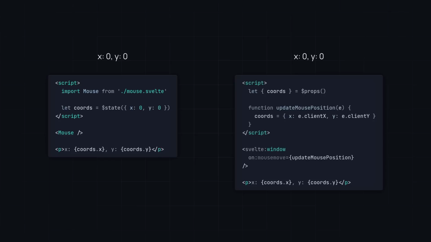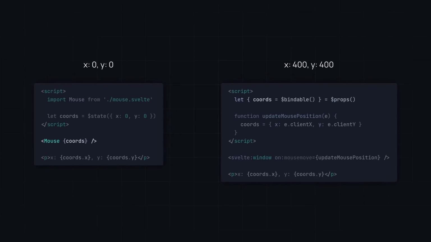And of course, the first thing you can do, we can just pass coords as a regular prop to the mouse component, and you're going to see we're just going to change the X and Y of the mouse in the mouse component itself. And this is great, but what if we want to bind the value in the parent and change the coords itself? Well, we can just make the coords bindable using the $bindable rune, and that's it. And now we can change mouse, we can bind the value of coords, and now it's going to work. And now we're going to see the value is going to update in both components.